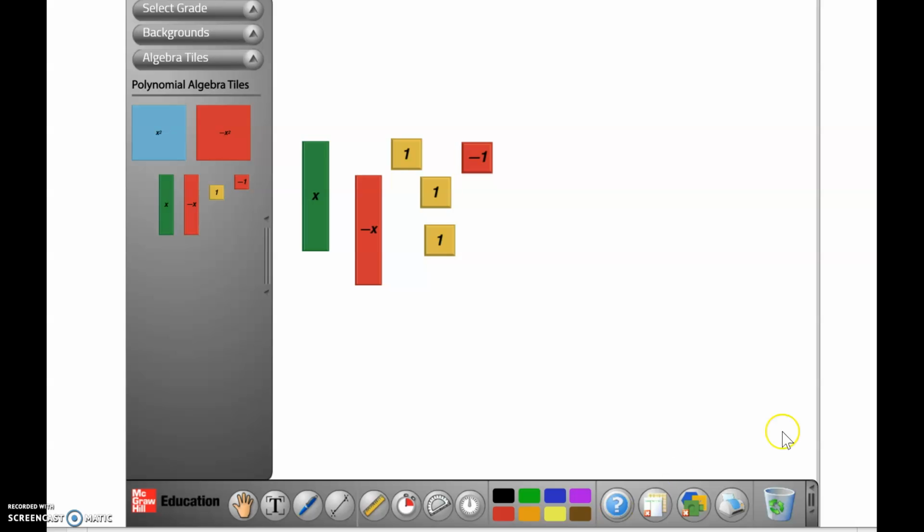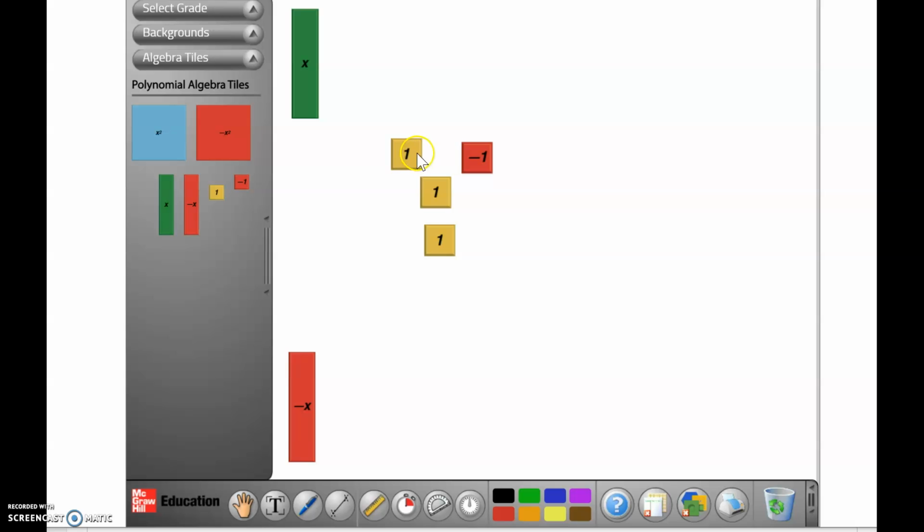So I have some kind of on my page here, so we're setting up 2x plus 1. So first we need 2 positive x's. So I'm going to set up my problem down here. My extra ones can just be down here. So we need 2 positive x's, 2x plus 1. So we just need one of these little guys.